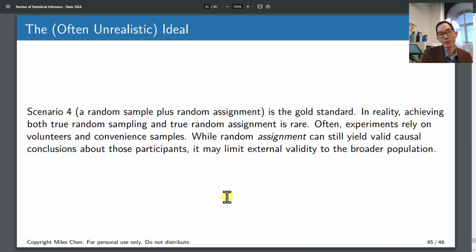Now, this scenario 4 of having a random sample with random assignment is like our ideal standard, but it is an unrealistic situation. Achieving true random sampling and true random assignment is a rare thing. Experiments either rely on volunteers and convenient samples, so you're not going to get random sampling. Random assignment can yield valid cause and effect conclusions, but how do you generalize to the greater population? That's a lot harder.